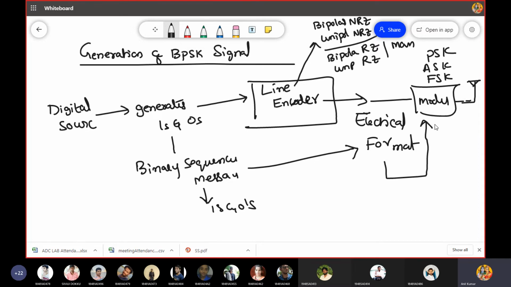How many digital modulation techniques are there? Students, please tell me. Three, sir. Three. So your electrical form of the binary signal is now given to the modulator. This modulator modulates the signal. Is it okay? Right.